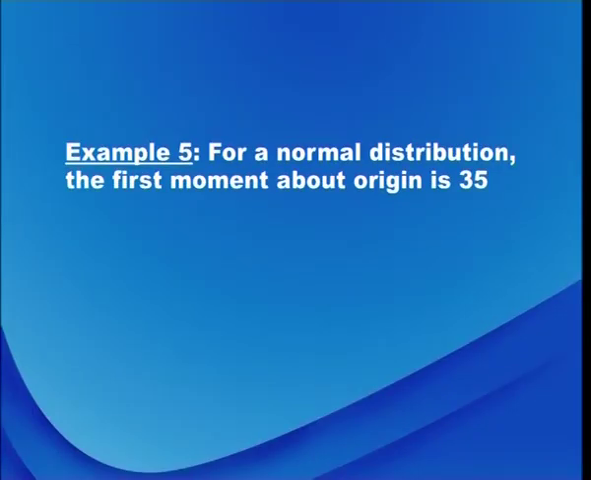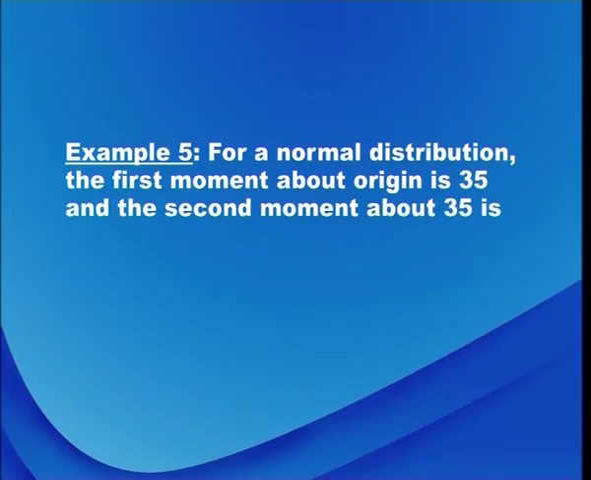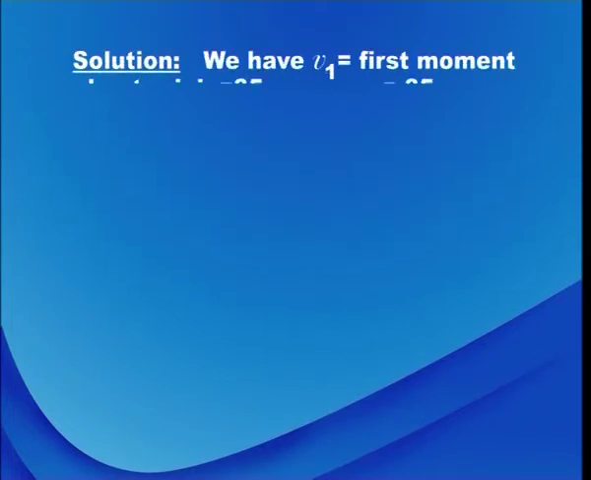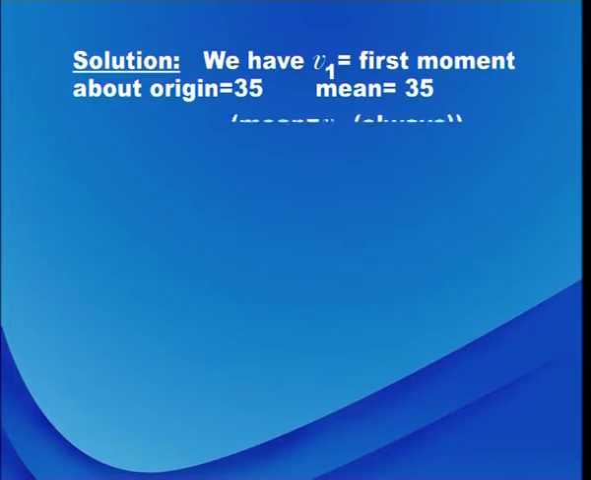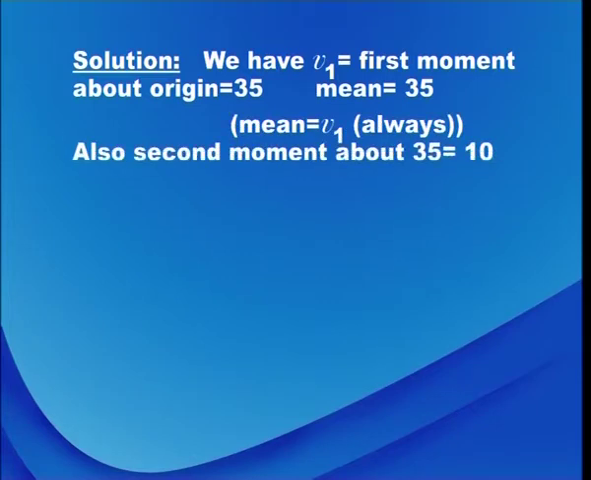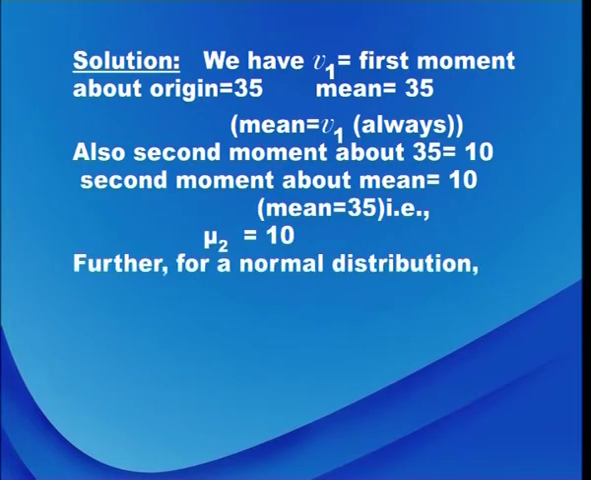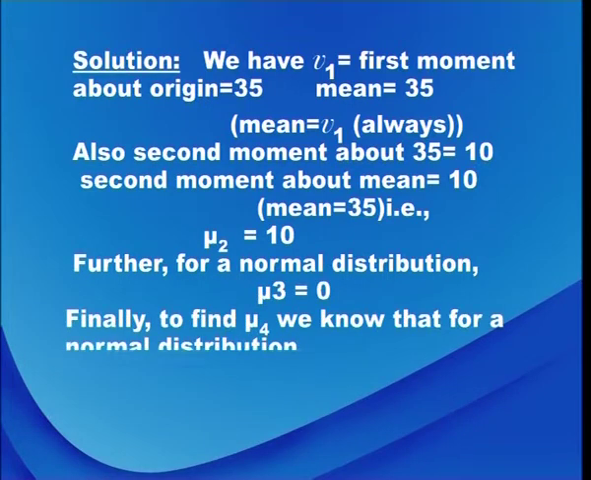Let's see example number 5. For a normal distribution, the first moment about origin is 35 and the second moment about 35 is 10. Find the first 4 central moments. We have rho 1 equals the first moment about origin, equals 35. This implies mean equals 35, since mean equals rho 1 always. Also, the second moment about 35 is equal to 10. Since the mean is equal to 35, that is mu 2 is equal to 10.